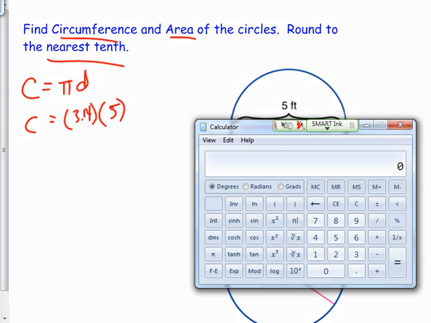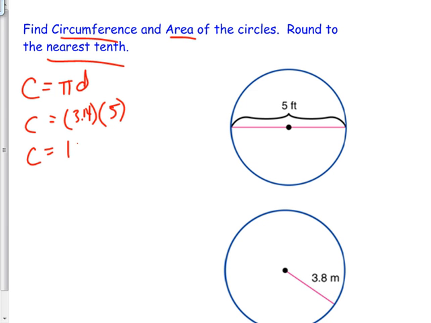So now we have our numbers plugged in. Now we can go to our calculator and do 3.14 times 5, and that equals 15.7. So C equals 15.7 feet. Notice I'm solving for circumference, so this is just feet. It's not feet squared. The only time we square it is for area. Okay, so we just solved for the circumference of this circle.